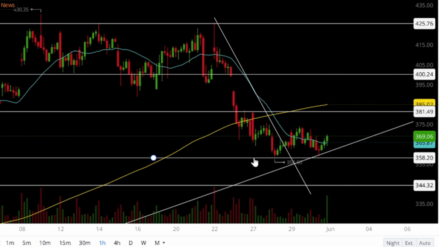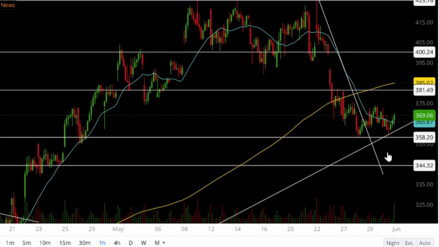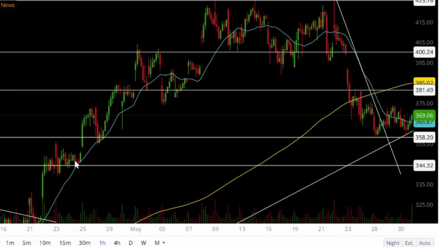Here's the ascending support. Here's the 358 support. If we do break these two support levels and trend lower, we could see some consolidation in this 344 to 358 range like we did before. See some consolidation there before breakout.